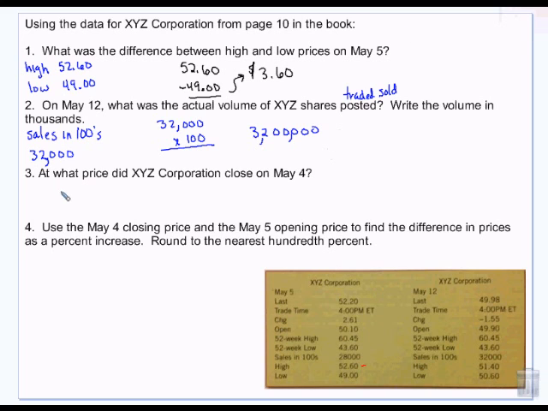All right. We have, at what price did XYZ Corporation close on May 4th? Okay, we don't have May 4th. We have May 5th. But for this purpose, we're going to assume there was no after hours trading. And so I'm going to look at the open. So the opening on May 5th is 50.10.